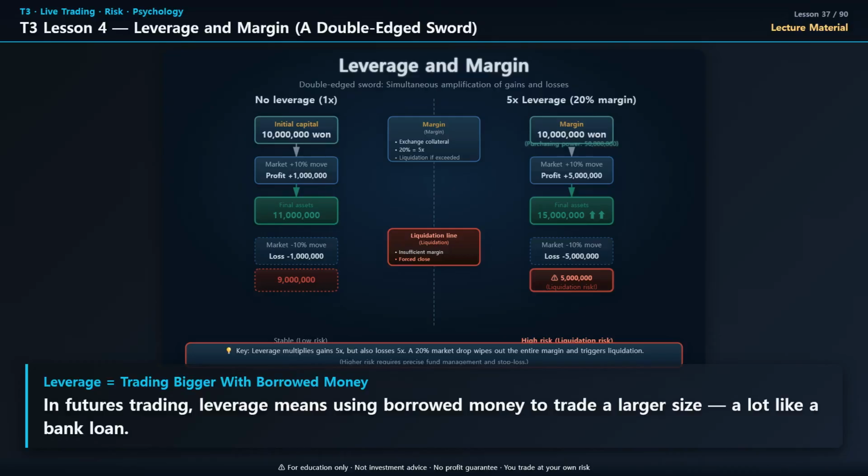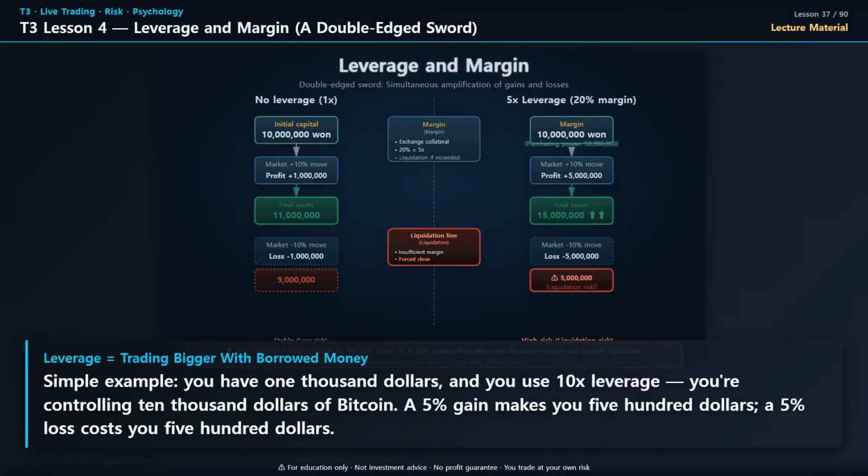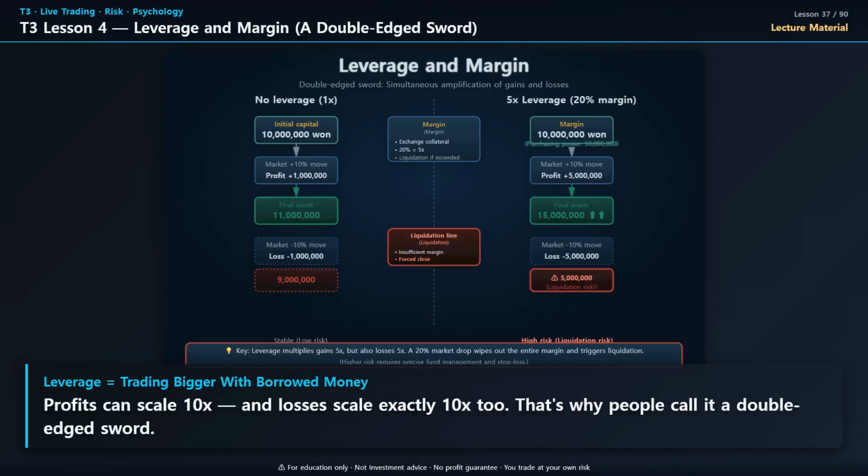In futures trading, leverage means using borrowed money to trade a larger size, a lot like a bank loan. Simple example: you have $1,000 and you use 10x leverage. You're controlling $10,000 of Bitcoin. A 5% gain makes you $500. A 5% loss costs you $500. Profits can scale 10x, and losses scale exactly 10x too. That's why people call it a double-edged sword.